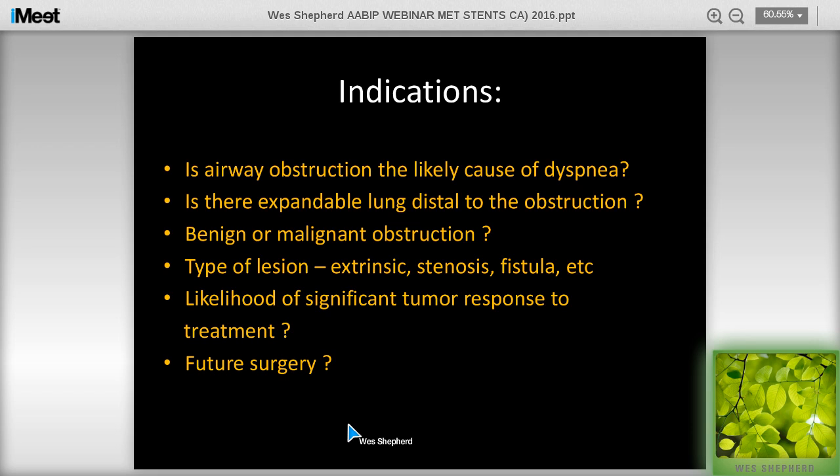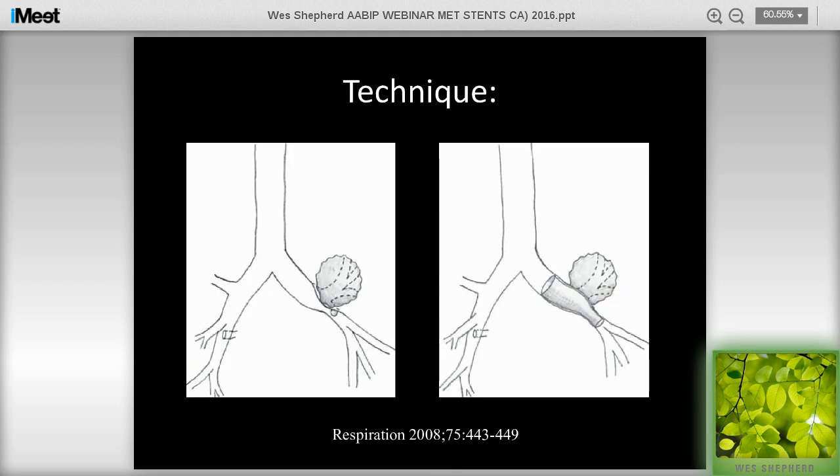As I mentioned previously, is there expandable lung distal to the obstruction? Sometimes this is hard to discern. Is it a benign or malignant obstruction? What's the type of lesion? What's the likelihood of a significant tumor response to treatment? Is this a lymphoma or a small cell tumor or some other tumor type that might shrink rapidly with chemo or radiation? And then future surgery, that's really a question that's more relevant to stenting benign airway processes, but you never want to compromise any chance of future surgery.